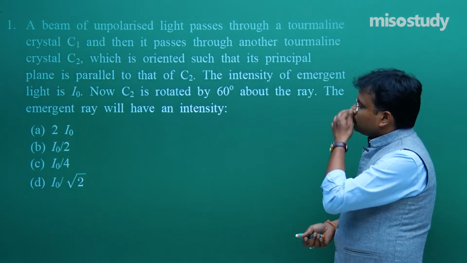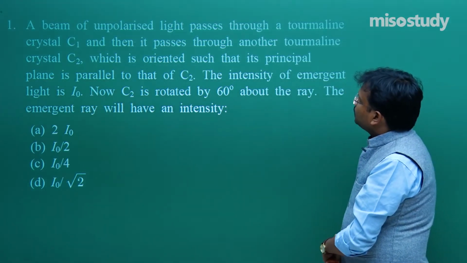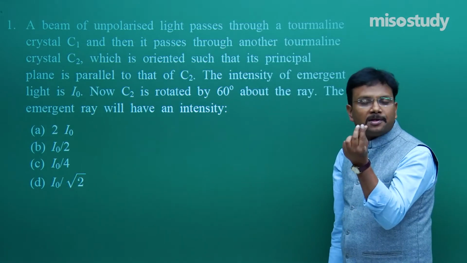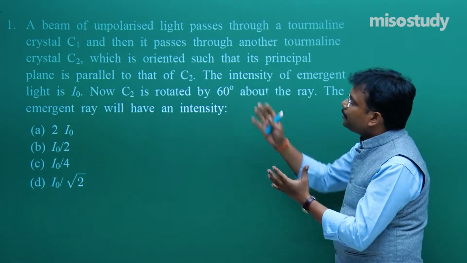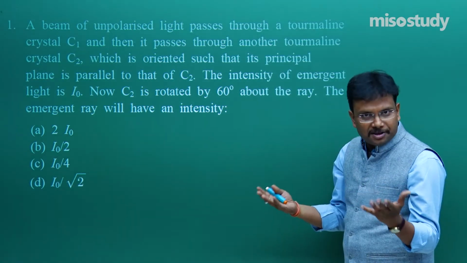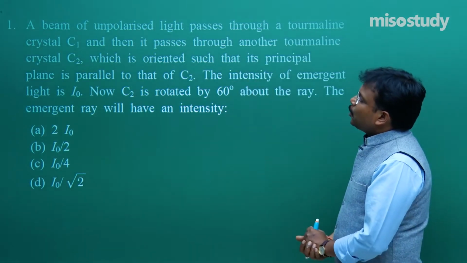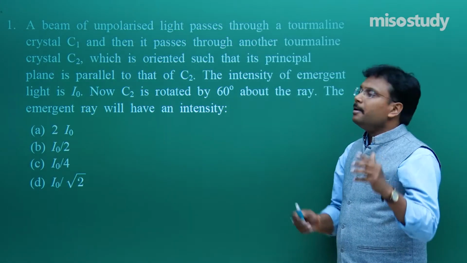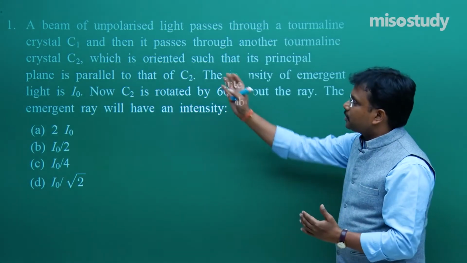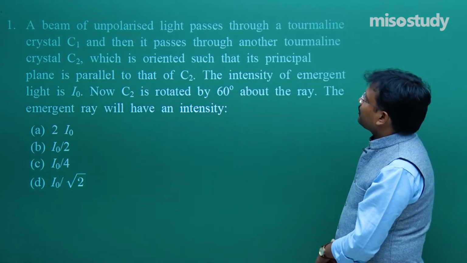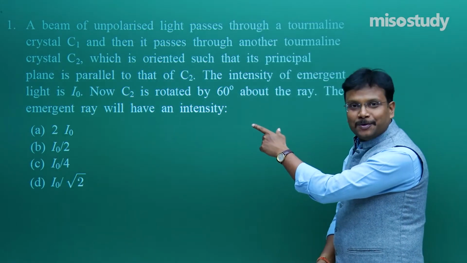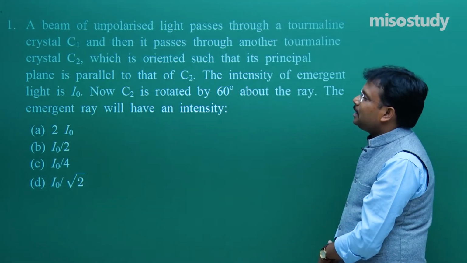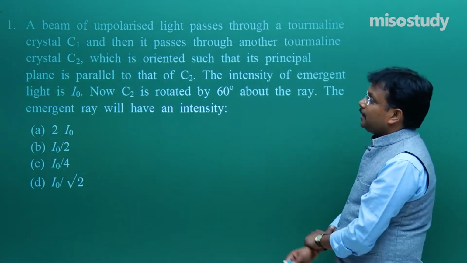Here a beam of unpolarized light passes through a tourmaline crystal. It is a device, a specific type of crystal that helps you produce polarization. Initially you have unpolarized light and it passes through tourmaline crystal C1. C1 means there are various crystals. So, the first crystal is C1, and then it passes through another tourmaline crystal C2, which is oriented such that its principal plane is parallel to that of C1.